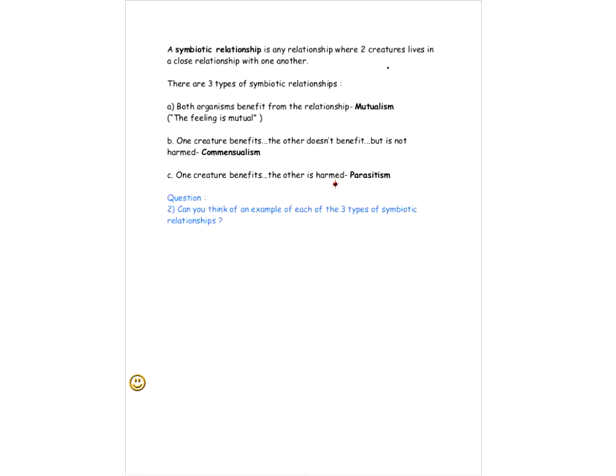Okay, a bird in a tree, that's right. The bird doesn't really benefit the tree at all. At least I can't think of any examples. So that would be commensalism. Good stuff. How about parasitism? That one we should be able to think of a few.